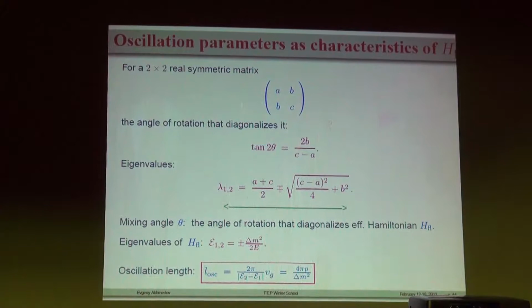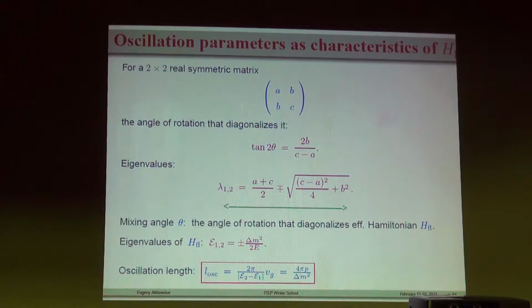One useful relation, or a couple of useful relations, which I will use also in my future lectures, is the following. If you have a real 2x2 symmetric matrix like this, then the angle of rotation which would diagonalize it is easily given by this formula. The tangent of twice this angle of rotation is given by twice the off-diagonal element divided by the difference of the diagonal elements. This is a very useful rule of thumb. You look at a 2x2 symmetric matrix, and you immediately know the mixing angle which diagonalizes it. You don't have to do it anew for every new 2x2 matrix.